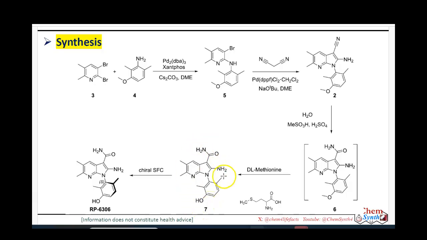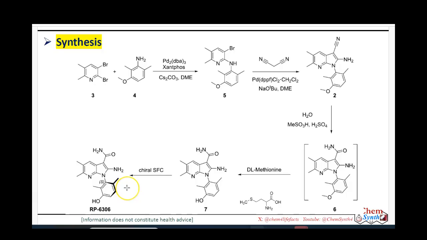Now, this molecule is actually a racemic molecule, so it contains two different isomers. Those two different isomers they have separated by using chiral SFC. SFC means supercritical fluid chromatography, where carbon dioxide is used as the mobile phase. Through this SFC they have isolated this desired S isomer.